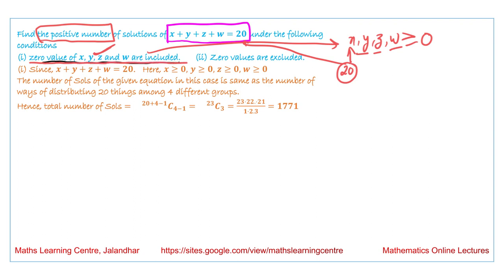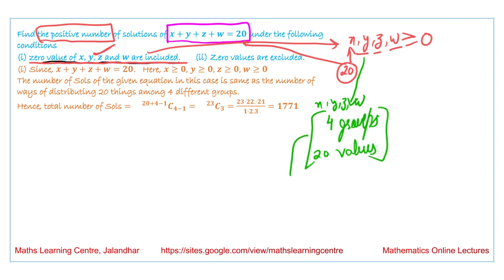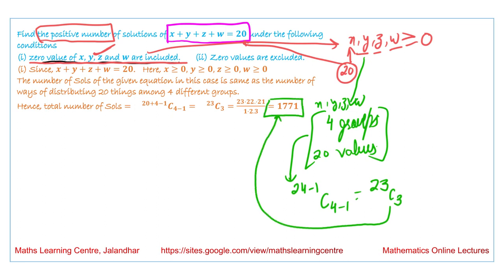Solving this is equivalent to the question where 4 groups are there, the x, y, z and w groups, and we have 20 values to distribute. So the number of ways when empty groups are allowed is 20 plus 4 minus 1 C 4 minus 1. The answer we obtain is 23C3, which is 1771. So the total number of options we have is 1771.